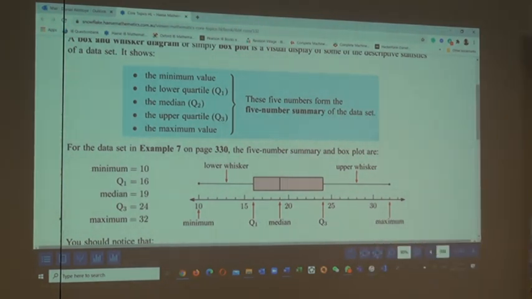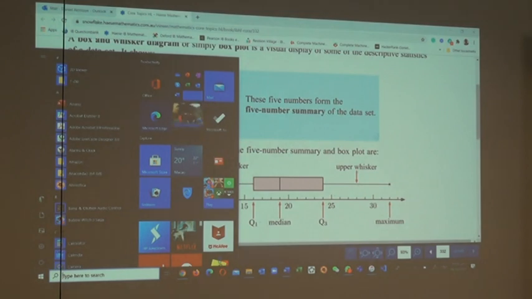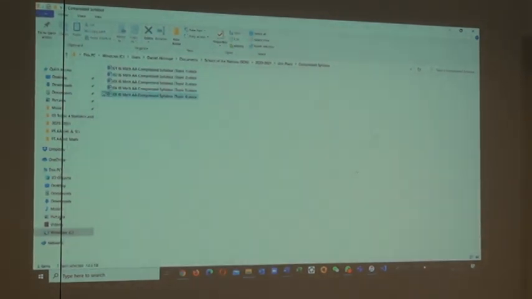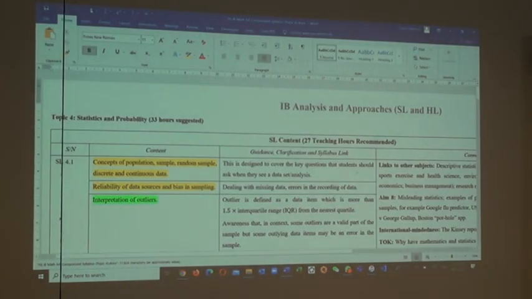Anyway, I said something about the minimum and maximum may not be included if an outlier is involved. So at this point, your syllabus asks us to also introduce you to, just a sec, compressed syllabus. I need full attention, Ms. Nakita. Full attention, please.